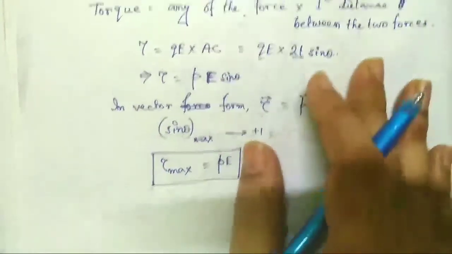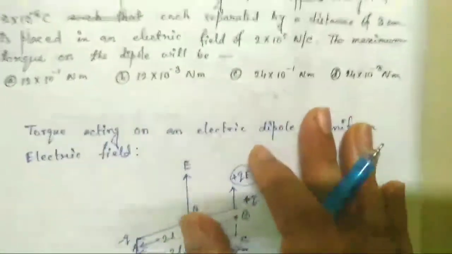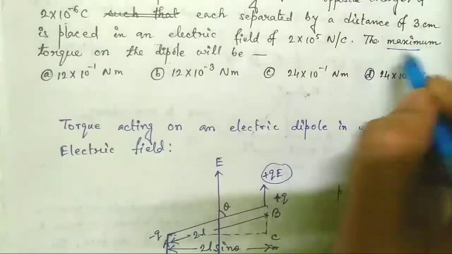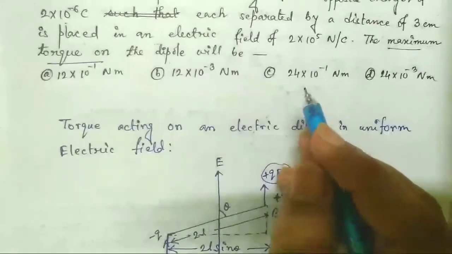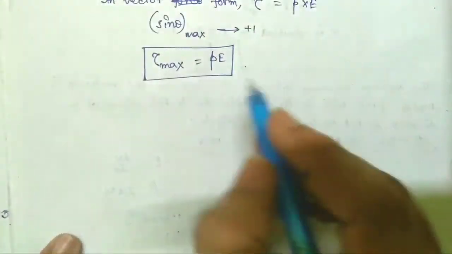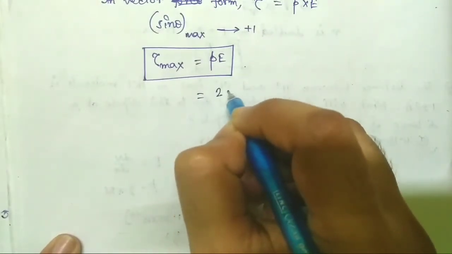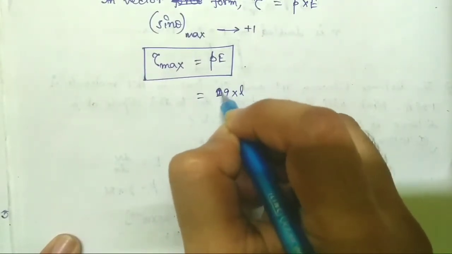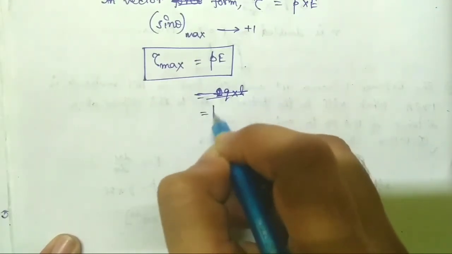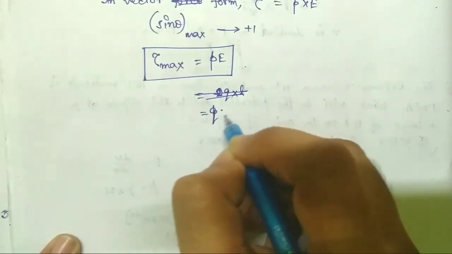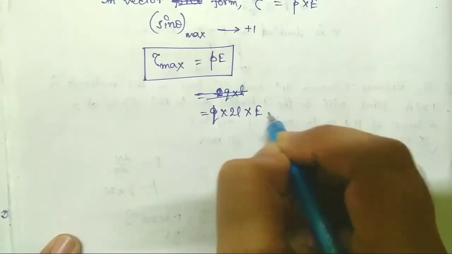Now come to this question number 4. You have to find here the maximum torque. So let us see how to calculate. Maximum torque is given by P into E. Now P means Q into twice L, so P into E means Q into twice L into E.